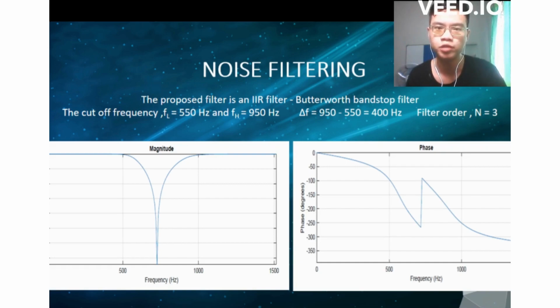We realized that this beep sound has a specific range of frequency, the operational frequency. After a series of trial and error, we found out that the frequency is between 550 Hz and 950 Hz. Therefore, we will design a band stop filter with a cutoff frequency of 550 Hz to 950 Hz with a frequency difference of 400 Hz. The filter order is n equals 3.